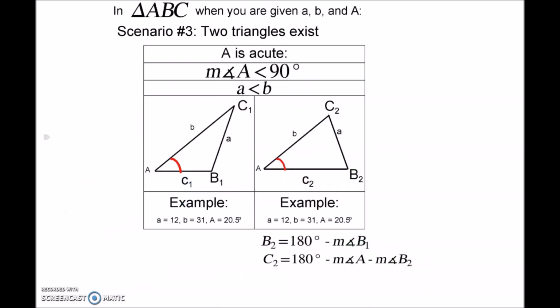So now the ugly scenario, scenario number 3. We could get two triangles when we're given the measure of angle A, and it's acute, so it's less than 90 degrees, and side A is less than side B. So let's look at how that can happen. Angle A is the same measurement in both situations here. Side A is the same length. Both are 12, and we're given side B, but what can differ is the measure of angle B, and that's going to throw everything else off.